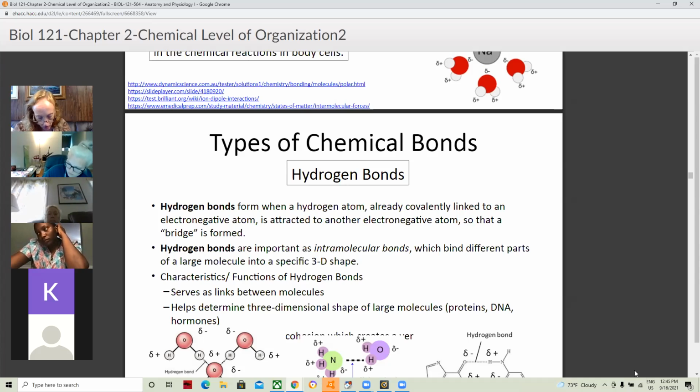Let me say that one more time. A hydrogen bond is formed when the partial positive charge on a hydrogen that's bound to an electronegative atom is attracted to the partial negative charge on another atom of another molecule.